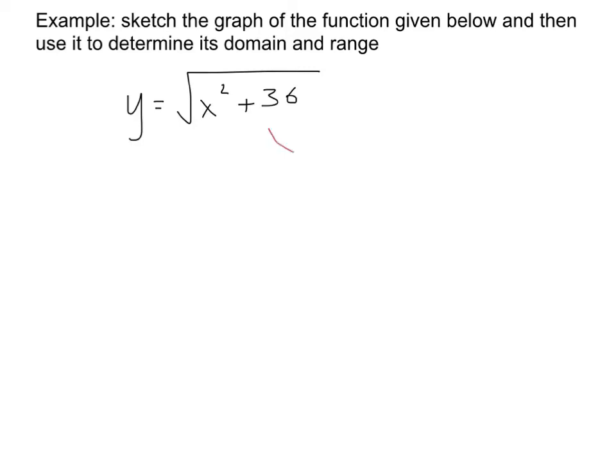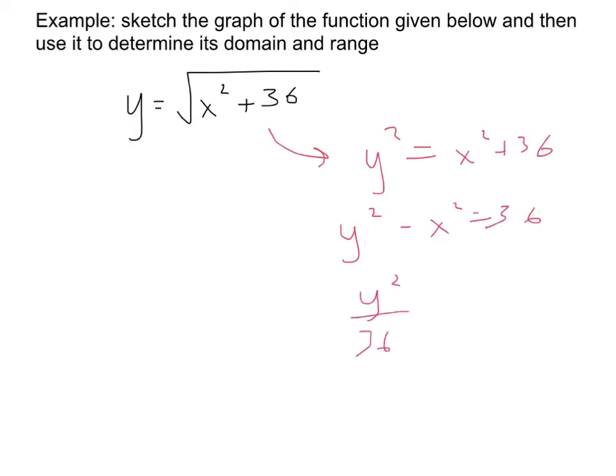So the first thing I'm going to do is look at this as a conic. If I square both sides, I get y squared equals x squared plus 36. So then by solving, I can get y squared minus x squared equals 36. In other words, y squared over 36 minus x squared over 36 equals 1. Right, so what conic section is this? Well, because it's a subtraction in the middle, this is a hyperbola. And because the y came first, we know that this is a vertical hyperbola, so it's going to be one of the ones opening up and down. Right? So from there, you guys should be able to graph this.